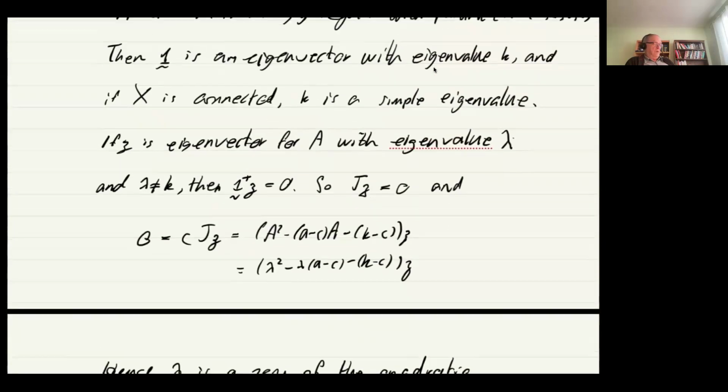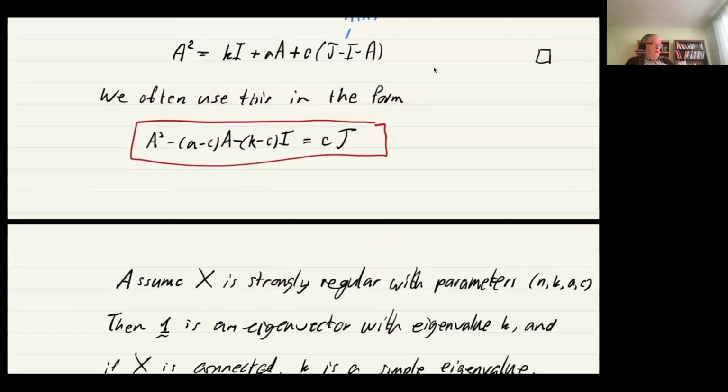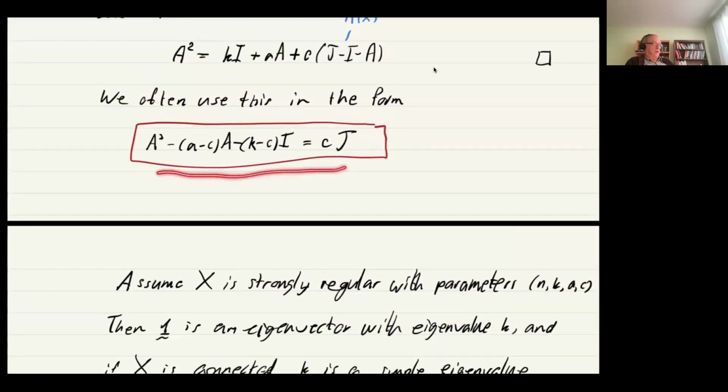I will be making use of this identity. This tells you that A squared is a linear combination of I, A, and J. And if you think about it a little bit, it also implies that A cubed is a linear combination of I, A, and J. And so any power of A is a linear combination of I, A, and J.